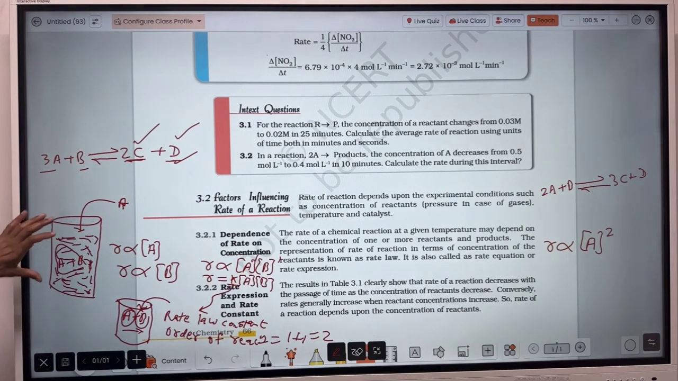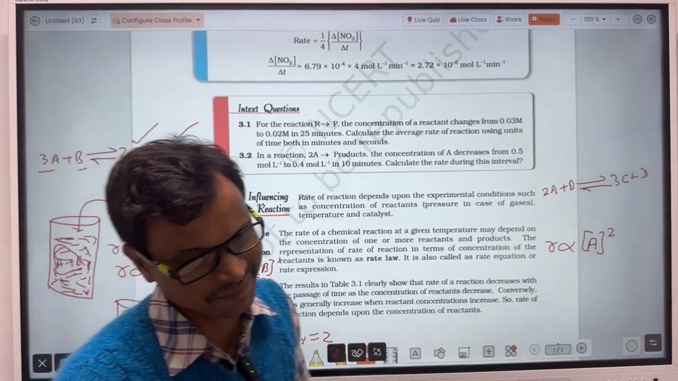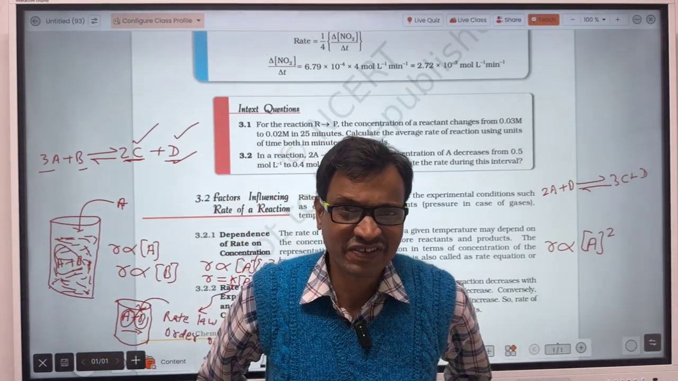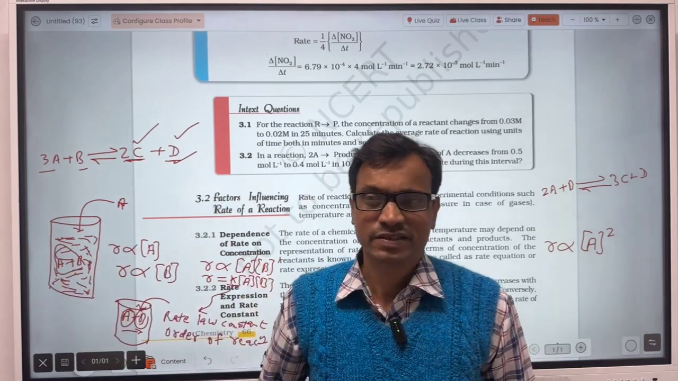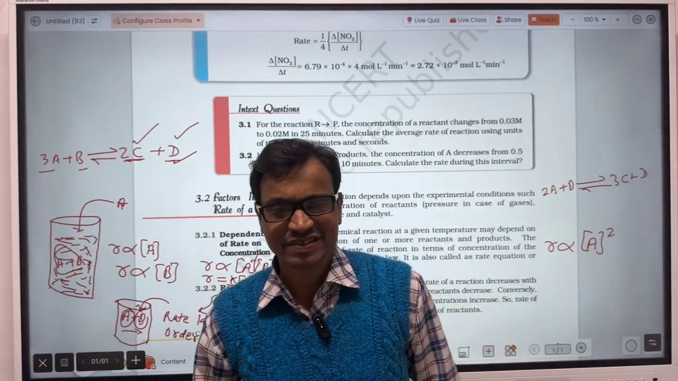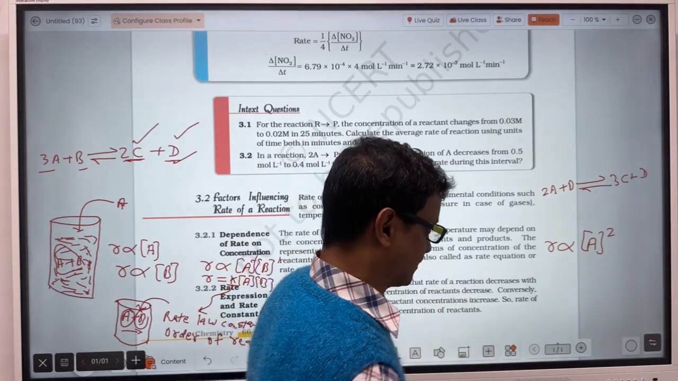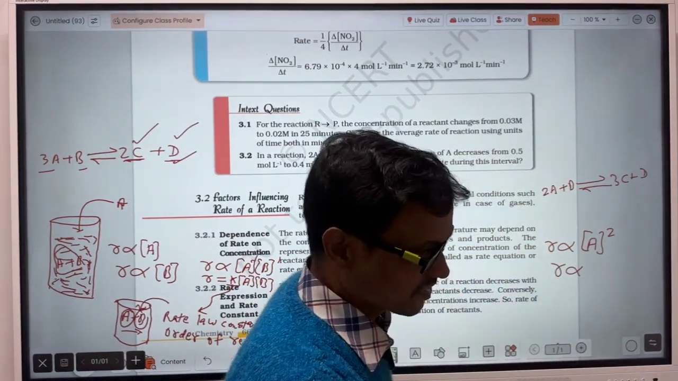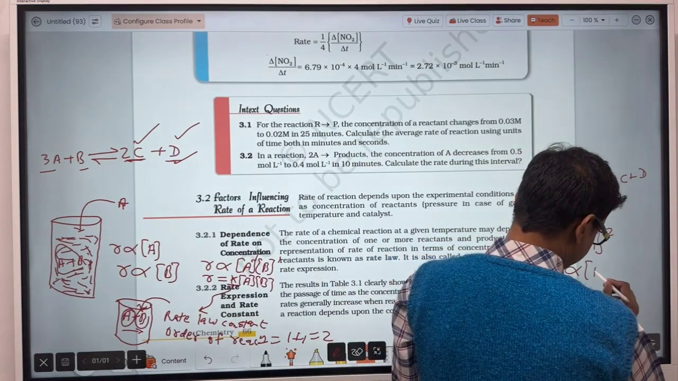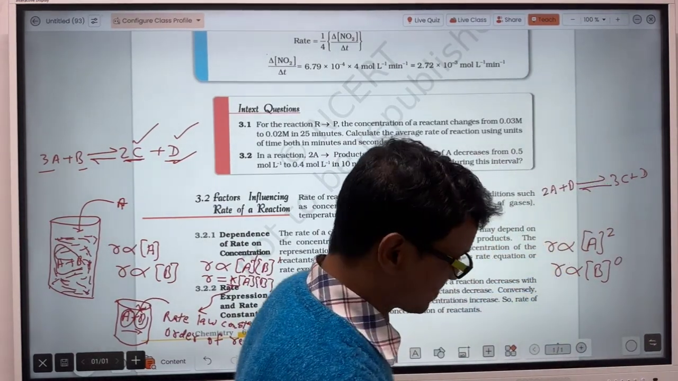Now do another experiment. Keep the concentration of reactant A constant. Now watch the effect of change in concentration of B on the rate of reaction. You have made the concentration of B 2 times, but there will be no change in the rate of reaction. Now you make the concentration of B 3 times, but there will be no effect on the rate of reaction. So we can say that rate of reaction does not depend on the concentration of B. So rate of reaction will be directly proportional to the concentration of B to the power 0.